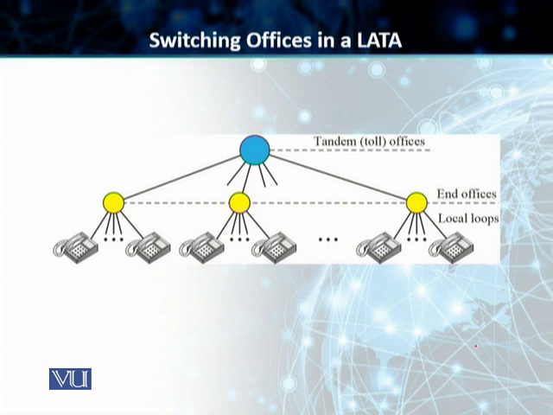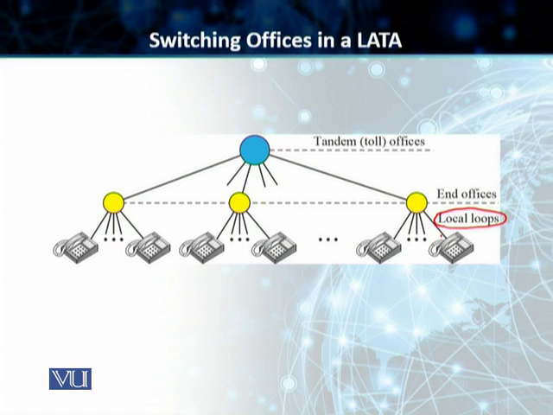So in the case of a LATA, there are three different types of components. The first one is a local loop. As you can see, you've got a local loop that connects your end subscriber to the local central office, or what we call an end office. Students, we've also got some tandem offices. Your end offices also contain switches, and your tandem offices also contain tandem switches.